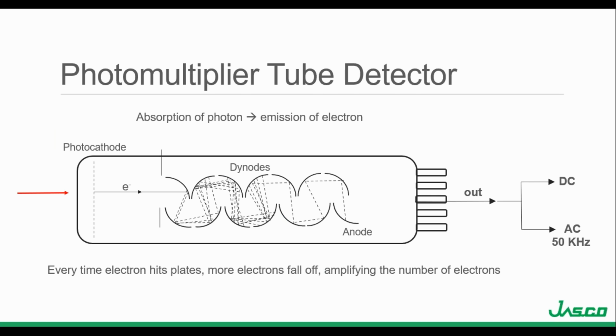Photons that reach the photomultiplier tube detector are incident on the photocathode surface, which releases electrons. These electrons hit a series of plates or dynodes, which is going to amplify the number of electrons. An electron is going to hit a plate, and every time electrons hit a plate, more electrons fall off. So as they progress through this series of plates, you get an amplification of the number of electrons and therefore the signal. The output is recorded as the DC voltage or total absorption, and we also get the AC voltage or the CD signal.